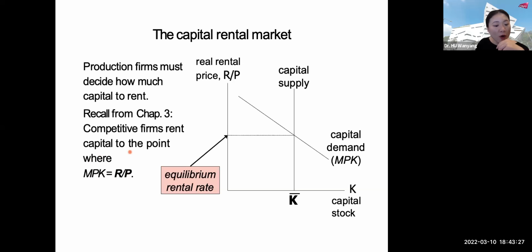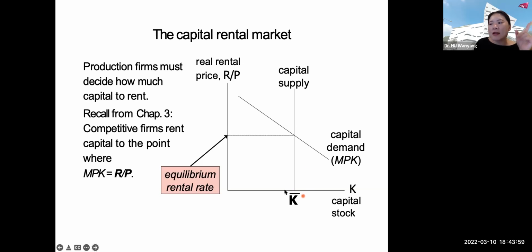So this is where this formula comes from: MPK equals the real rental price. Keep this formula in mind. We are going to use it again in the subsequent several slides. And then we come back to the supply and demand framework. The equilibrium rental rate is determined by supply and demand. We find the intersection between supply and demand, and then we identify the equilibrium rental rate.